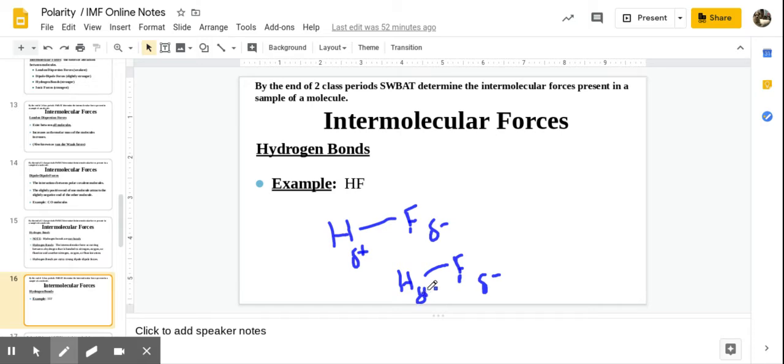And then again, just like before, they're going to attract each other. The positives will be attracted to the slight negatives. Okay, so the picture again looks exactly the same. It's up to you to know that this slight positive and slight negative are more slight positive and slight negative than they were in dipole-dipole or LDF. Okay, so that's why on the first slide here, I put them in order of weakest to strongest.